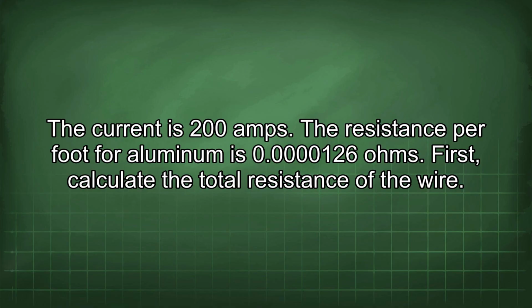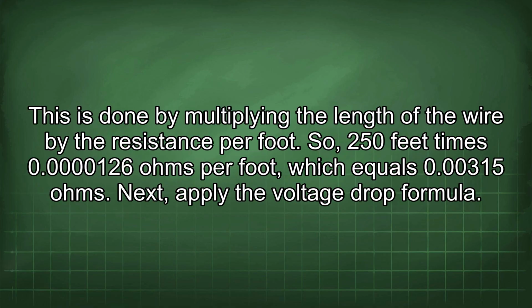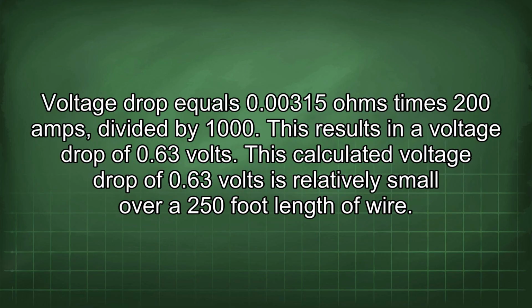First, calculate the total resistance of the wire. This is done by multiplying the length of the wire by the resistance per foot. So, 250 feet times 0.126 ohms per foot, which equals 0.315 ohms. Next, apply the voltage drop formula. Voltage drop equals 0.315 ohms times 200 amps, divided by 1000. This results in a voltage drop of 0.63 volts.